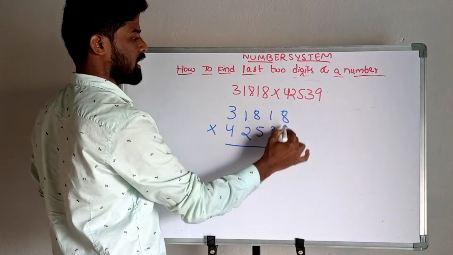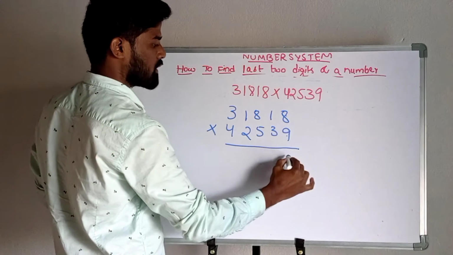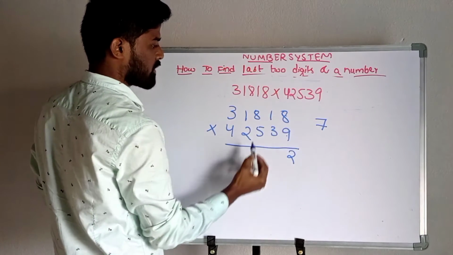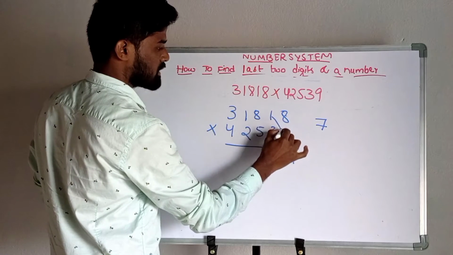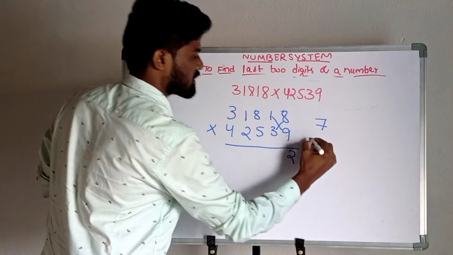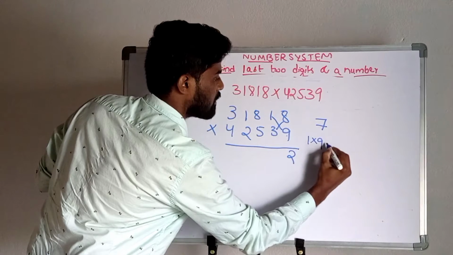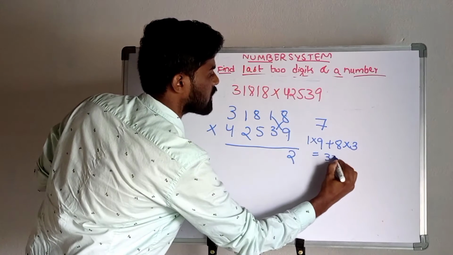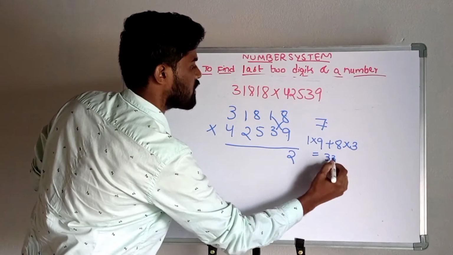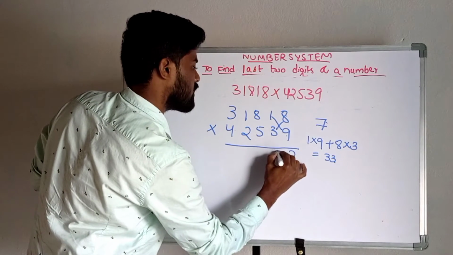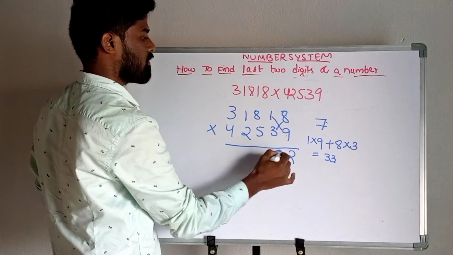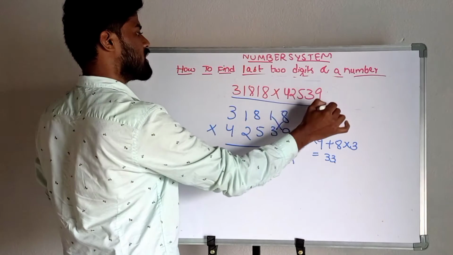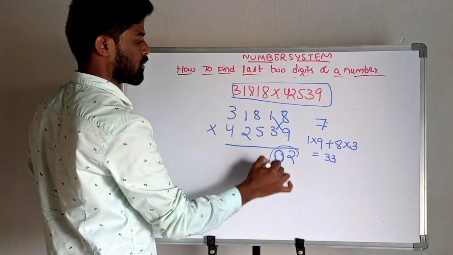First we will multiply 8 with 9, it will become 72, write 2 here and 7 will be carried forward. Next cross multiply and add those two numbers, 1 into 2, 9 plus 8 into 3, it will become 33. Add 7 to this number, it will become 40. The last digit of 40 is 0. That means the last two digits of this product is 0, 2.